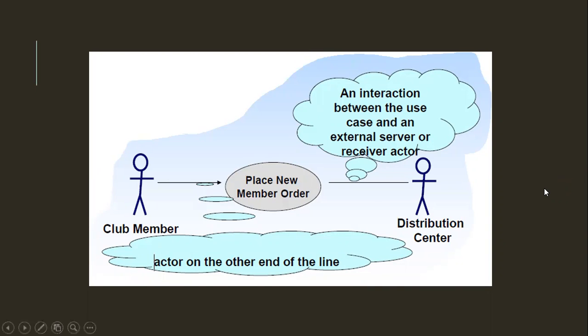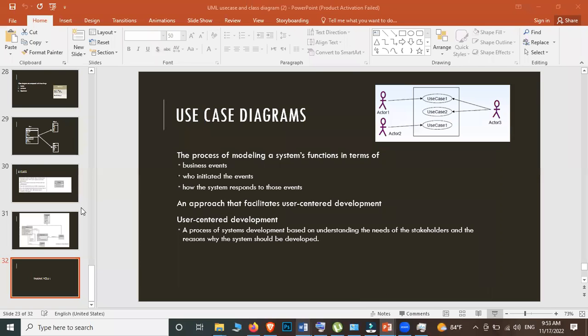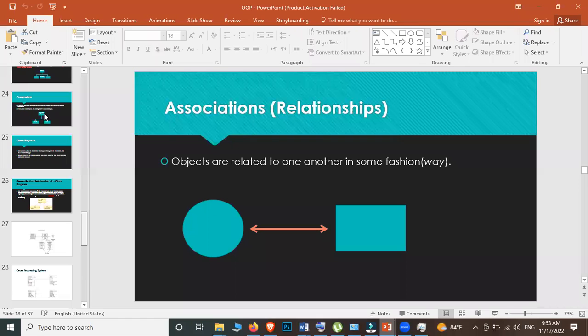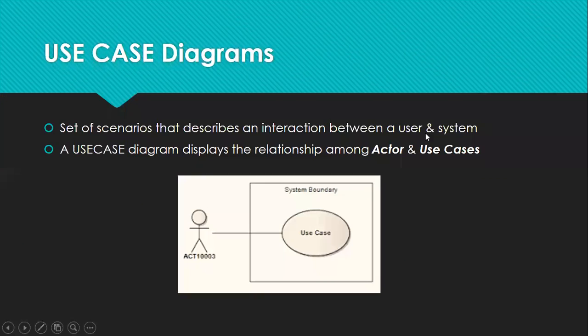So I'll show you a few other examples. There is that use case. I'll show you another use case, okay? Then you will understand. Look at this. Here, interaction: the scenarios that describe an interaction between users and the system. The use case diagram displays the relationship among the actor and the use cases. So what is displayed here is how a user interacts with the system.